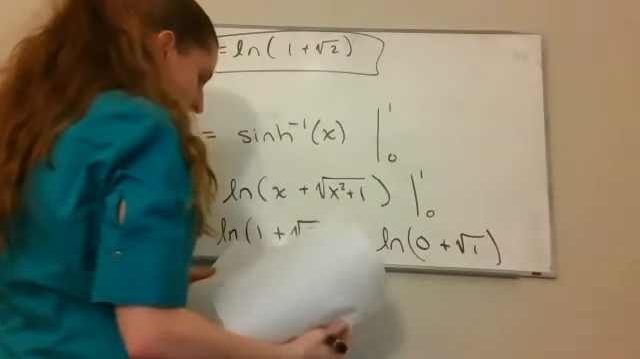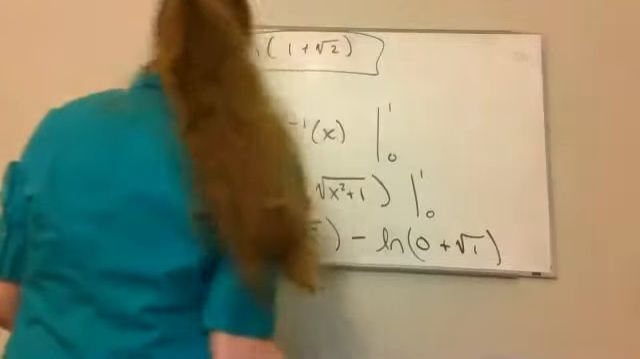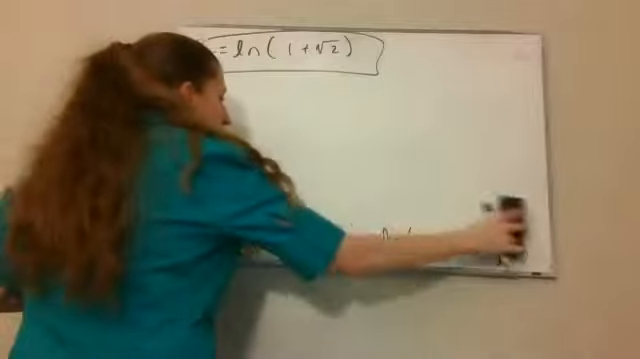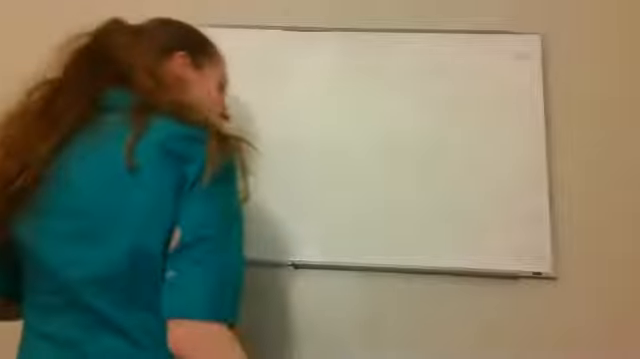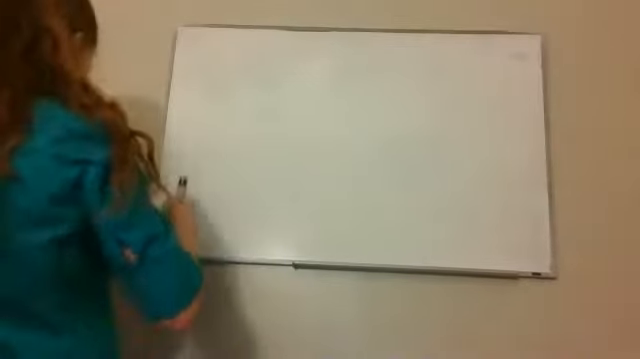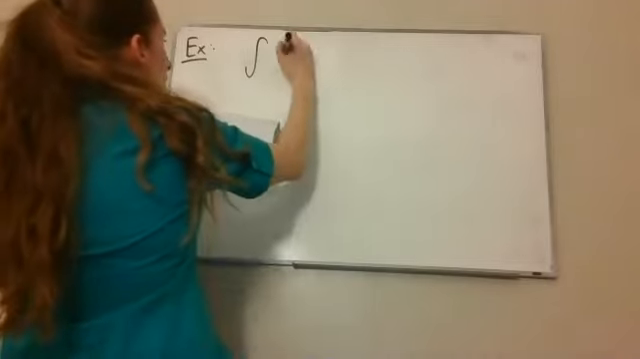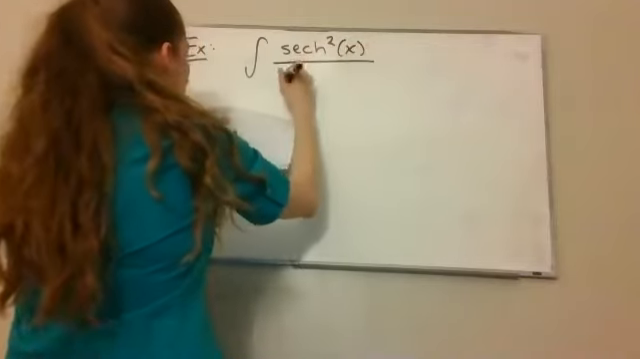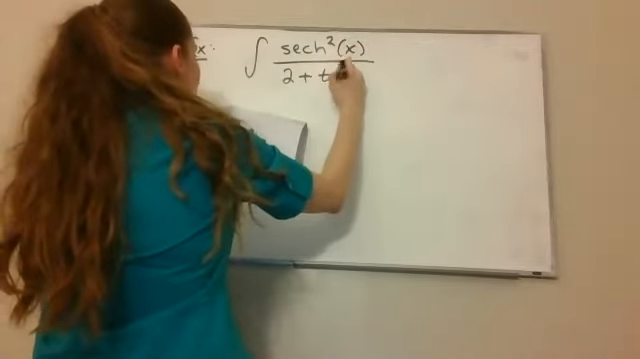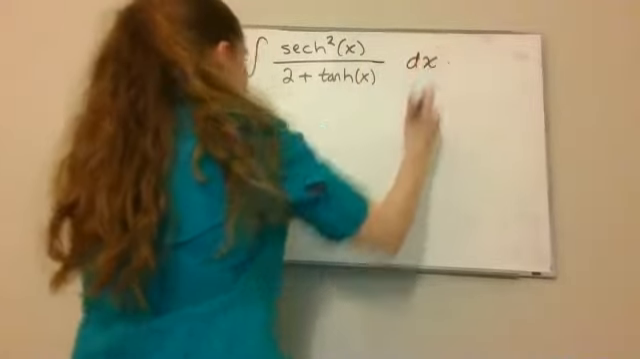All right, let's see. I still have 2 more examples to go. So this next example is going to show us how, even with hyperbolic functions, you might still have to do substitution sometimes. So our example, let's find the integral of hyperbolic secant squared over 2 plus hyperbolic tangent of x with respect to x.